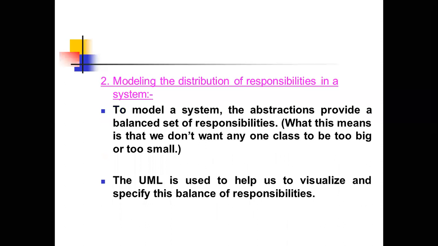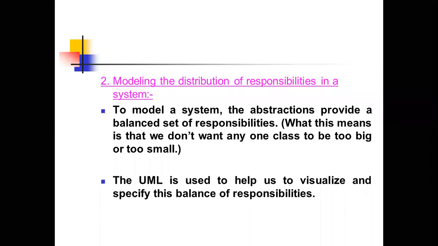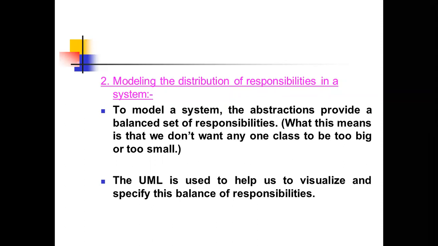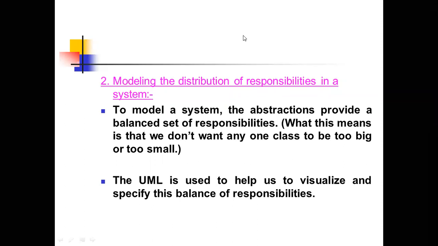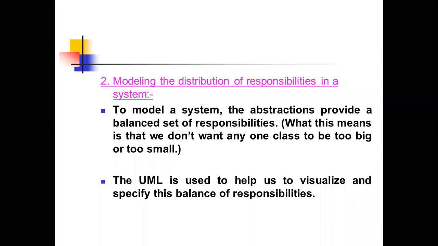The second one is modeling the distribution of responsibilities in a system. Here the abstraction provides a balanced set of responsibilities. What that means is we don't want any one class to be too big or too small. Whenever we model the distribution of responsibilities, we have to provide a balanced set. It is not that we give all responsibilities to only one class, or to a very big or very small class. We have to distribute the responsibilities between separate classes.